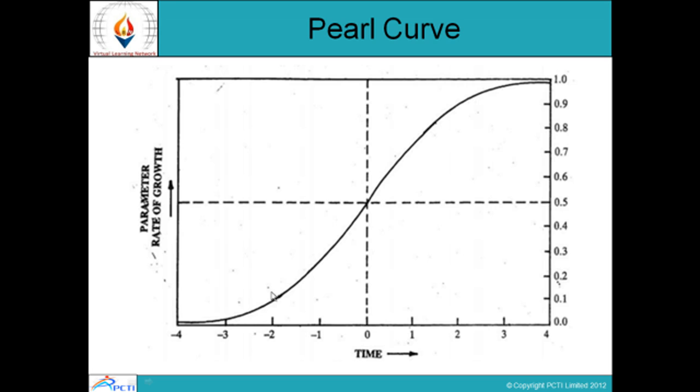This is what the Pearl curve is. It defines the limits and parameters: the rate of growth, what the upper limits are, and at the same time the time required for that. So this is what the time.